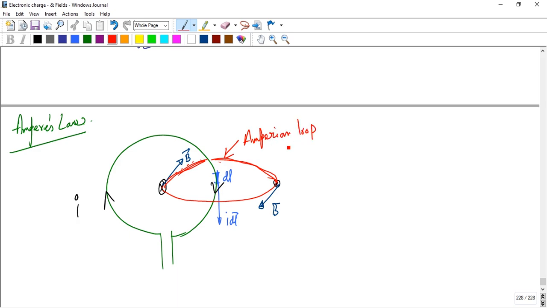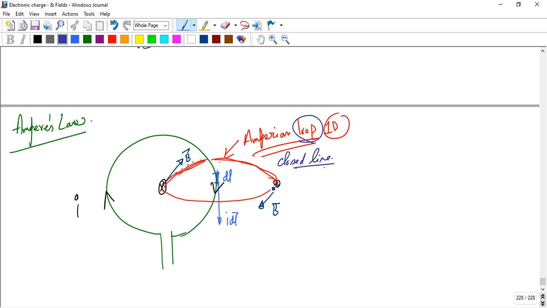Loop. Obviously a closed loop, a one-dimensional circle. This Amperian loop encloses a current-carrying wire, with current I passing through that wire. The Amperian loop is a closed line, not a surface.